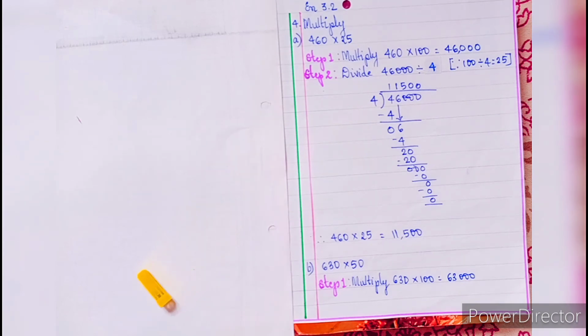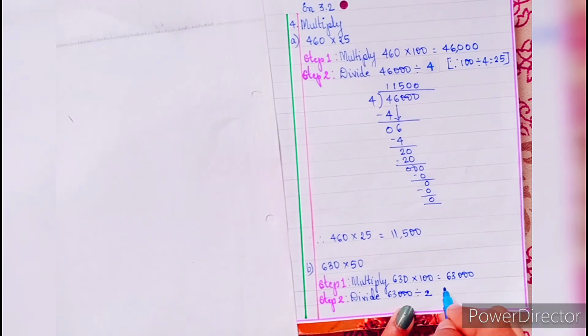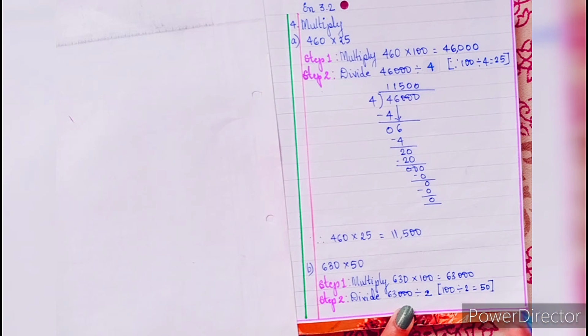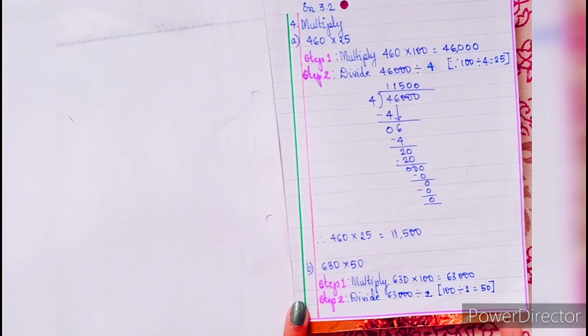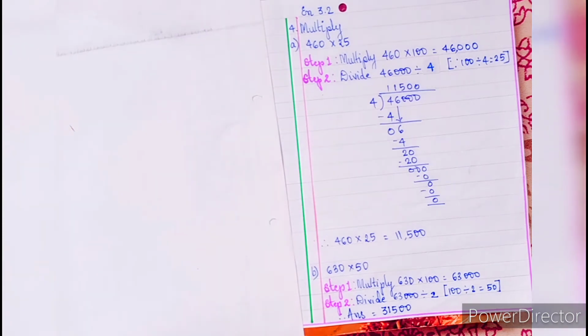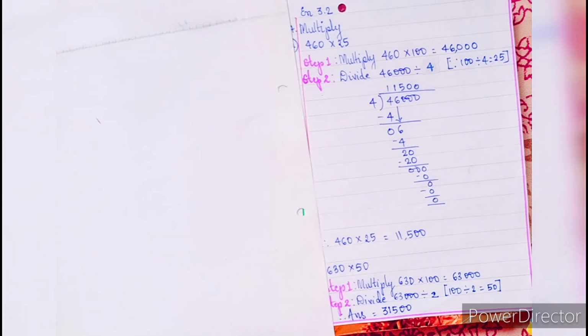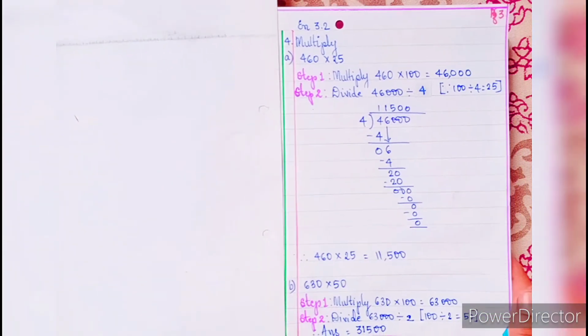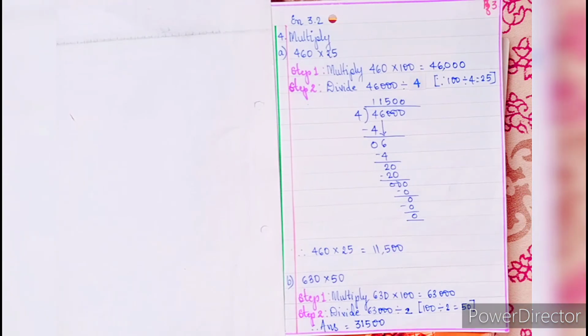Step 2. Why do I have to divide by 2? Because when I divide 100 by 2, I will get the answer 50. Thus that gives us the product. So let's divide that. Thus we will get 31,500 as the answer after dividing 63,000 by 2. And this is our solution. I hope you all have understood how to solve the sum.